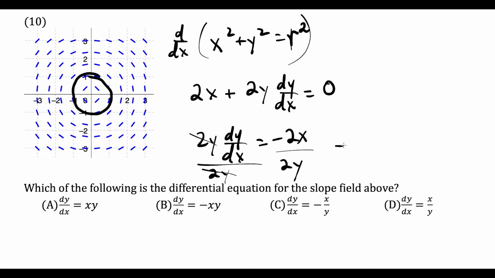And after we simplify here, we divide both sides by 2y. We're going to have 2 over 2 canceling, and this is going to work out to negative x over y. So this is going to match choice C.